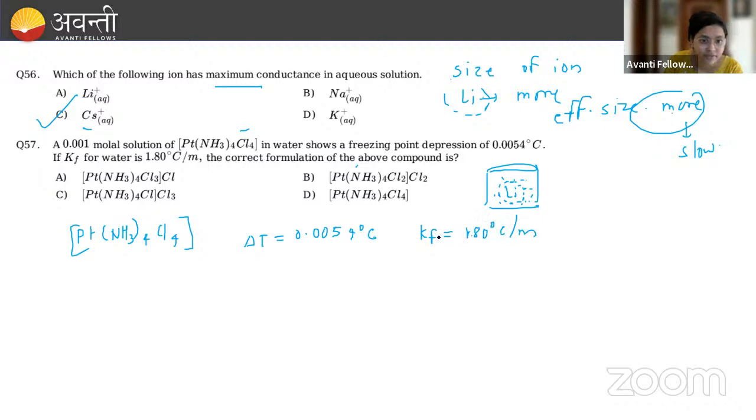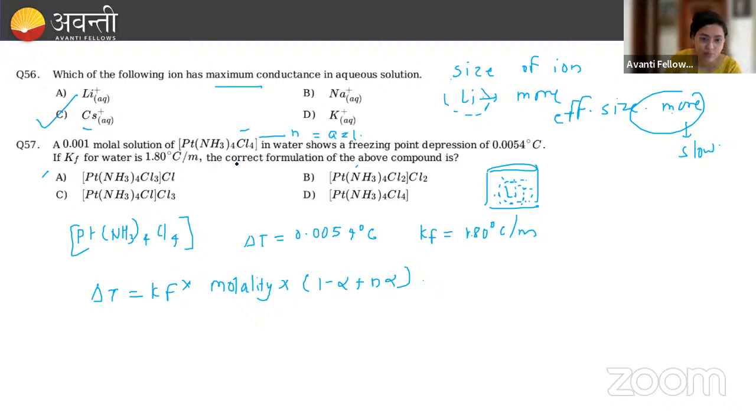Okay, and what we have given is the correct formulation of the above compound, we have given the concentration. So the formula for this is delta T is equal to Kf into molality, into 1 minus alpha plus n alpha. So this molecule gives n number of ions after complete ionization, and that's why alpha becomes equal to 1.